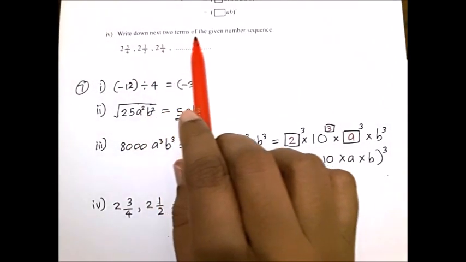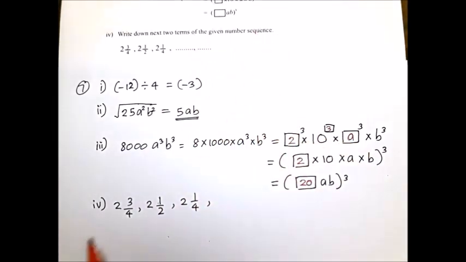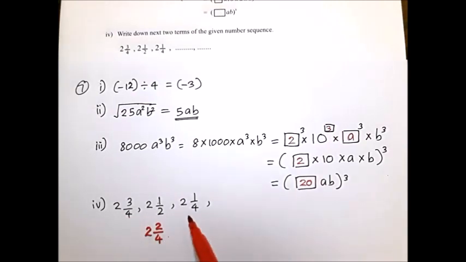Fourth part, write down next two terms of the given number sequence. First one, 2 and 3 over 4, 2 and 1 over 2, 2 and 1 over 4. I am going to convert this denominator into 4. This one equals 2 and 2 over 4. Multiply both by 2. Now, what is the relationship between these three terms? Here 3 over 4, here 2 over 4, here 1 over 4. Subtract 1 over 4 from every term. Then to obtain next one, you have to subtract 1 over 4 from this one.